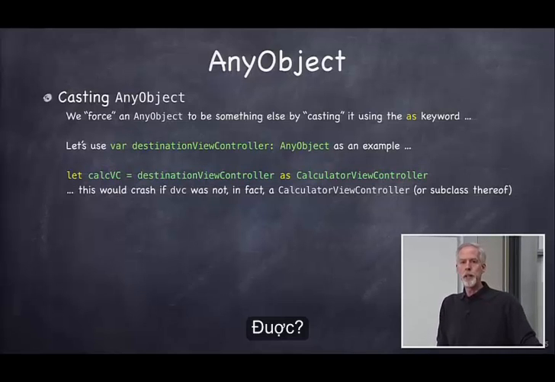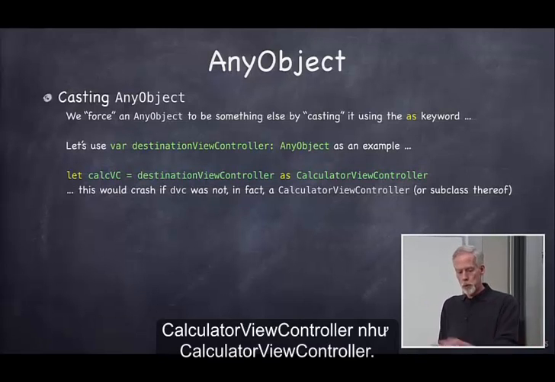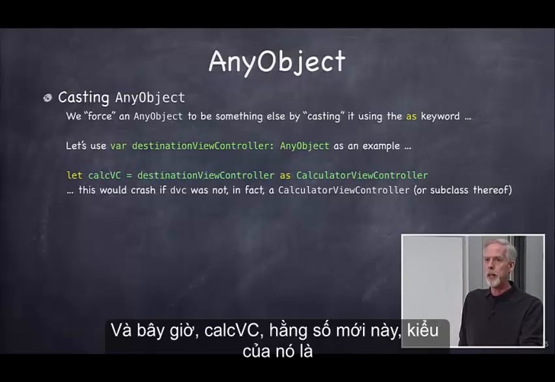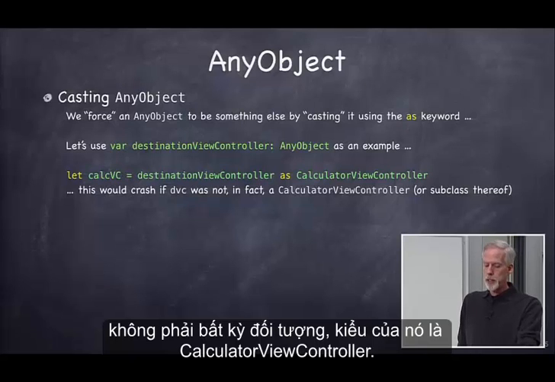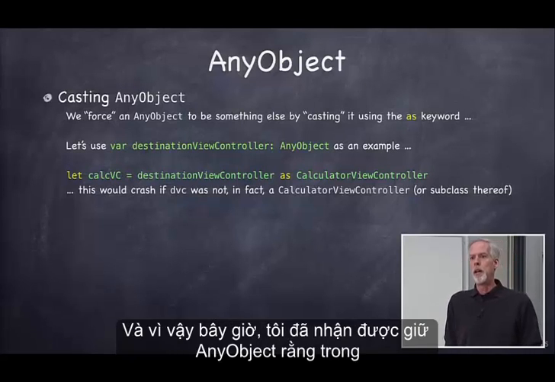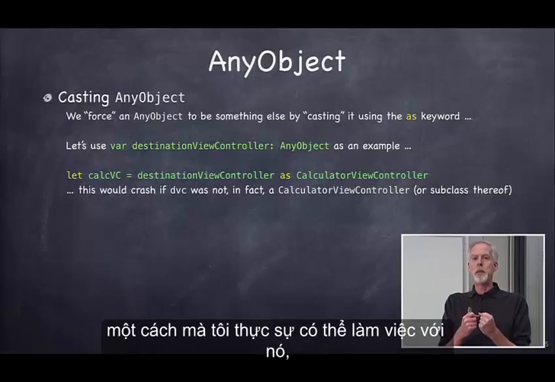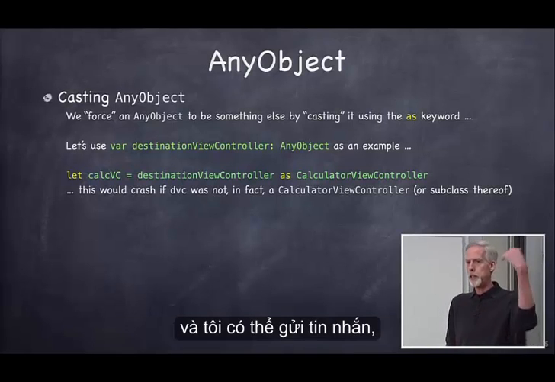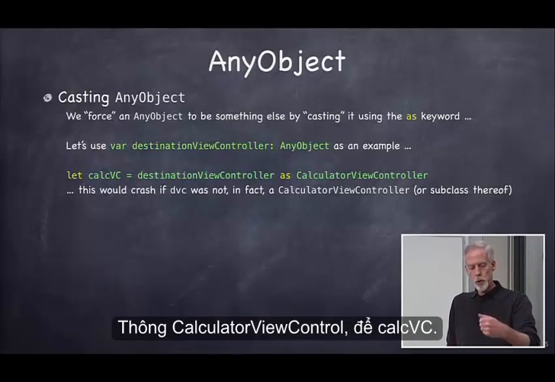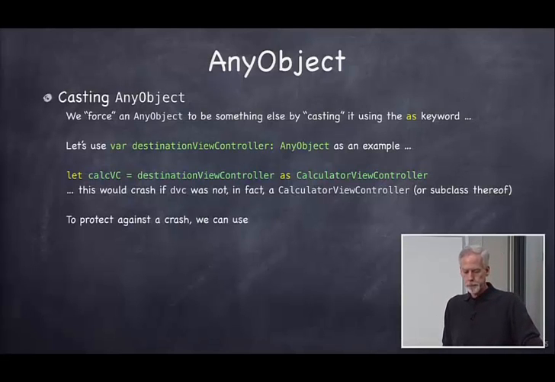Okay, so I can just say let calcVC equals destinationViewController as CalculatorViewController, and now calcVC, this new constant, its type is not AnyObject, its type is CalculatorViewController. And so now I've gotten hold of that AnyObject in a way I can actually do things with it, and I can send messages, CalculatorViewController messages, to calcVC.